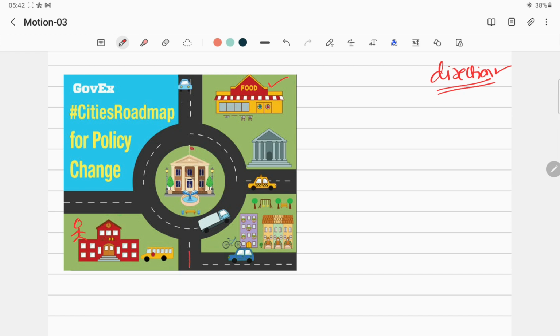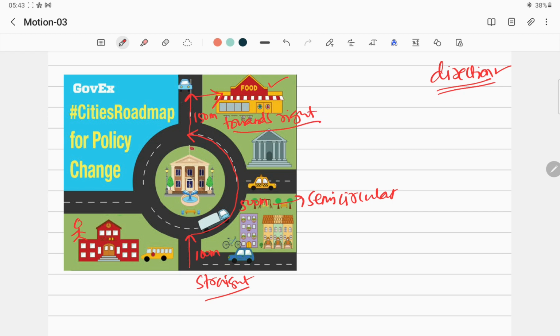The bus will go maybe 100 meters straight, then it will take a semicircular turn, maybe of 500 meters. Then again a right turn is taken, and they may go another 150 meters, and to the right of the bus you will get the food court. Look at this: 100 meters straight, 500 meters semicircular, then 150 meters towards the right. You are mentioning all directions, no? So that's why these things become vector quantities.